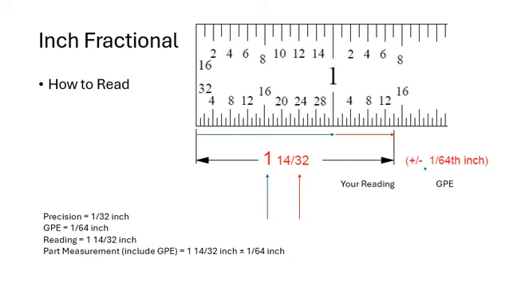Of course, we'll have to put our precision, your greatest possible error. We're dealing with 1/32nd divided by 2, which gives you 1/64th inch, and that's your degree of precision here. Then this is your greatest possible error calculated, and you add plus or minus to your reading. Your reading is this, so your reading plus or minus the error.